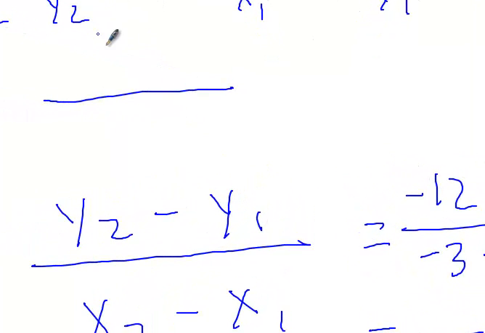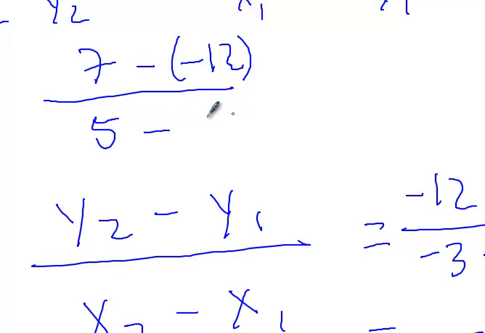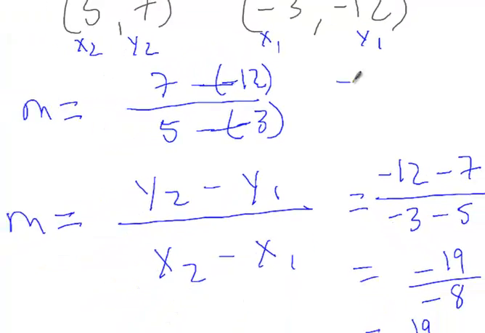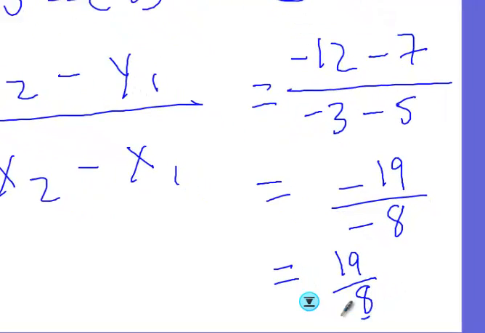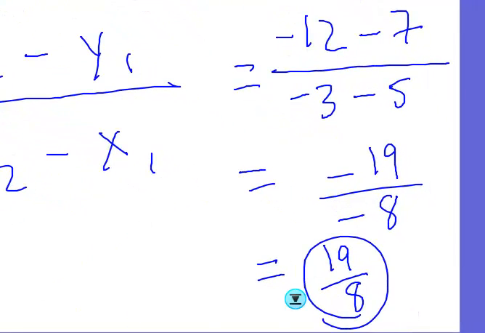So again, y2 is 7 minus y1, so 7 minus the negative 12. x2 is 5 minus x1 is negative 3. So it's plus, and you get 19 over 8. Well, it's the same exact thing you got down here. So again, it doesn't matter which coordinate is y2 and x2 or y1, x1. Just make sure that the order stays the same, okay?